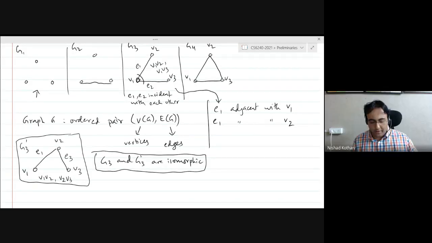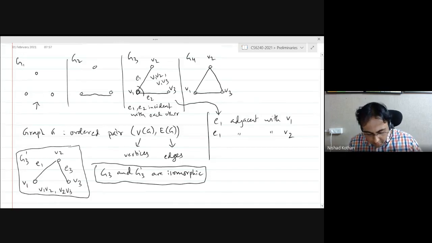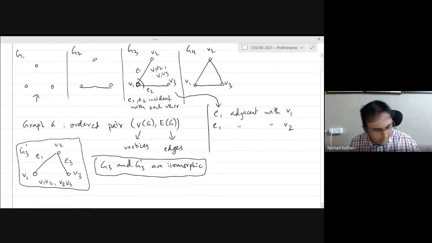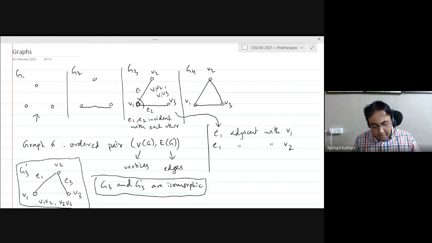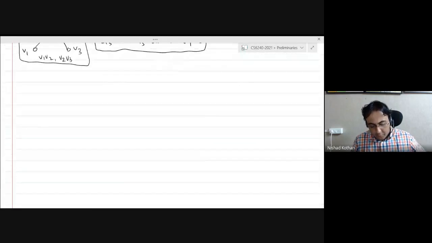Okay, thanks. All right. So good. I want to quickly go over all the graphs on four vertices. And when I say all graphs, I now mean all non-isomorphic graphs on four vertices, right?